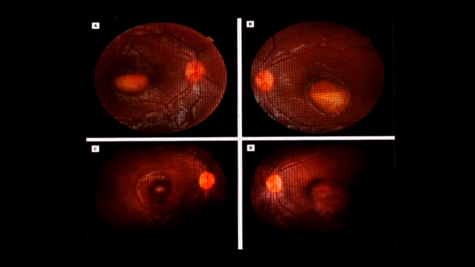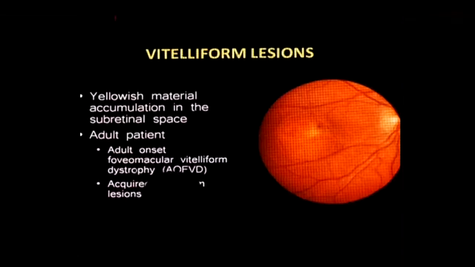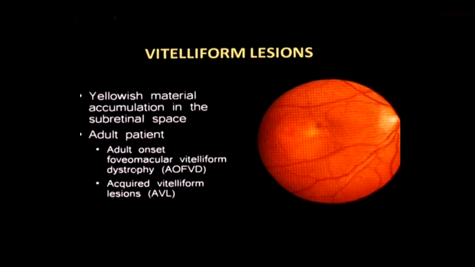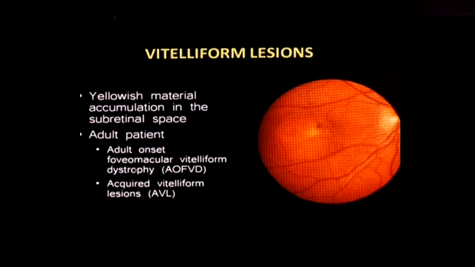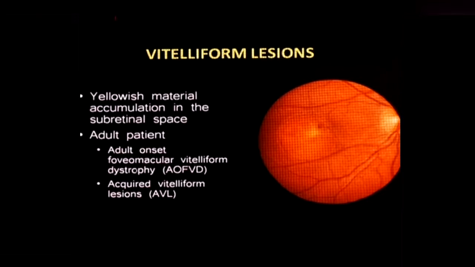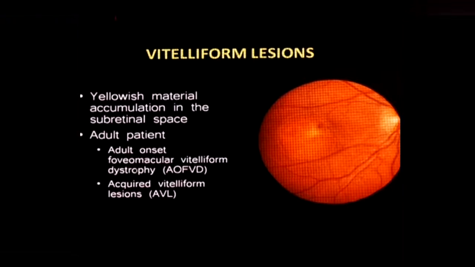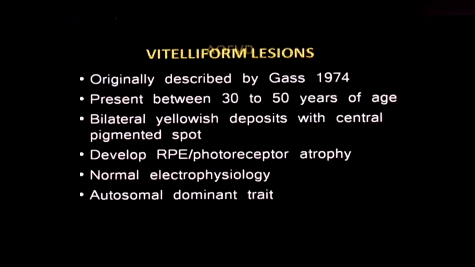But we are also aware that this is something that you would see in a patient in the first 2 decades of life. At the same time, we are also aware that we do see patients with vitelliform lesions well into the later decades of life, even the 6th, 7th, and 8th decade. And the reason for that has been allocated to 2 different conditions. One is a dystrophy, that is the AOFVD, and the second is the acquired vitelliform lesion. So let's look at each of these.